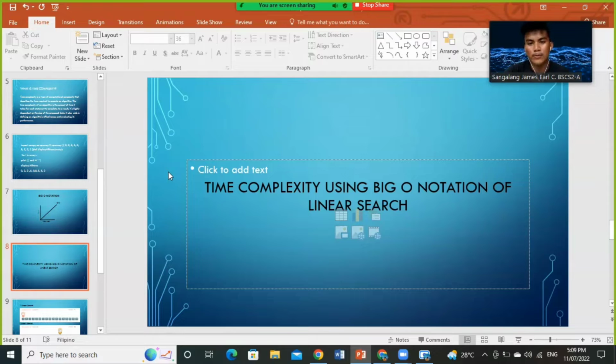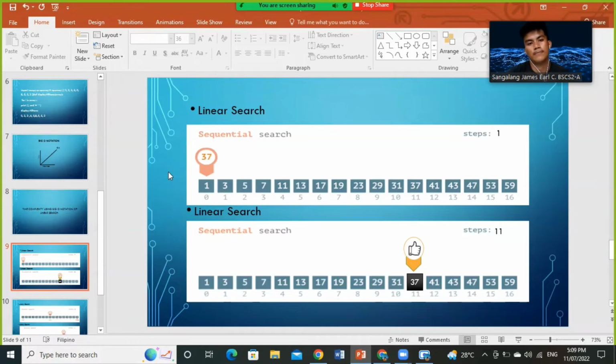Time complexity using big O notation of linear search. These are the examples of linear search.